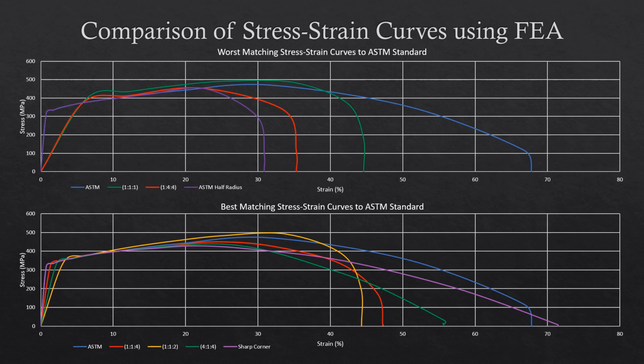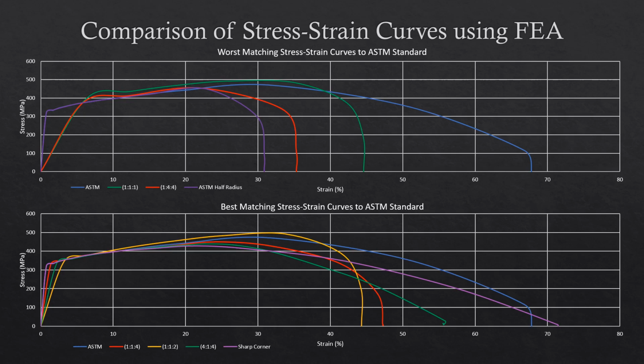The other two ratios, 1 to 1 to 1 and 1 to 4 to 4, were much higher in the strain percent. We can also see that the ultimate tensile strength was only matched up well with the 1 to 1 to 1, as the 1 to 4 to 4 and the ASTM standard variation with half radial cutout is much lower in the strain percent.